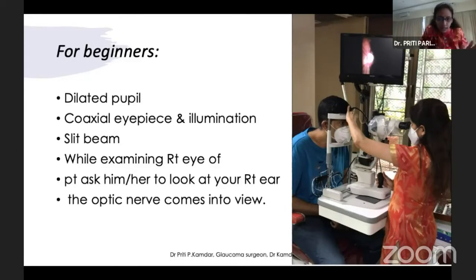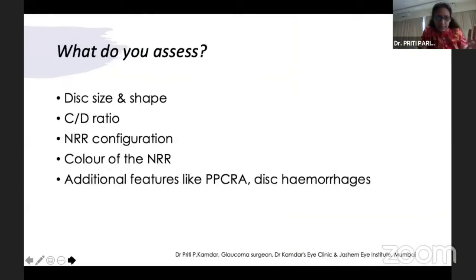Once you do that, take the slit as far as possible from the eye, hold the lens 3/4 inch away from the eye, and now start moving the assembly towards the eye, and the optic nerve will come into view. Now, what are the features that you need to examine in a disc? So, disc size and shape, cup disc ratio, neuroretinal rim configuration, color and additional features as we will see.